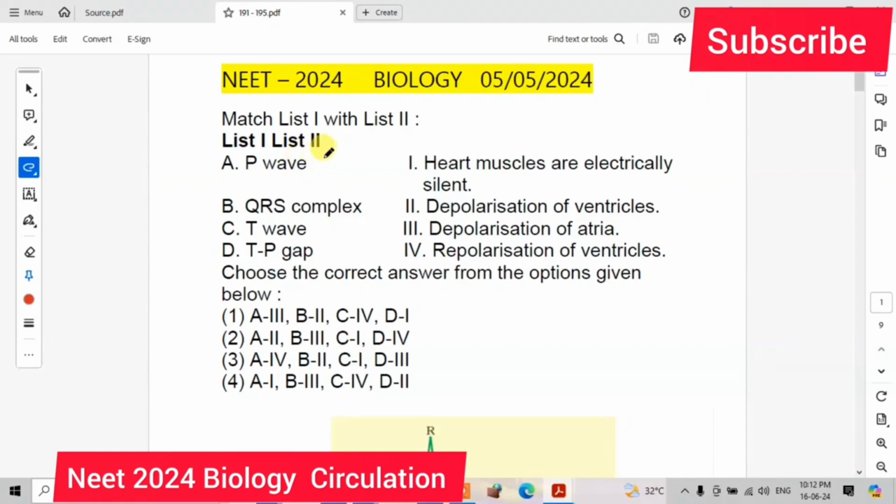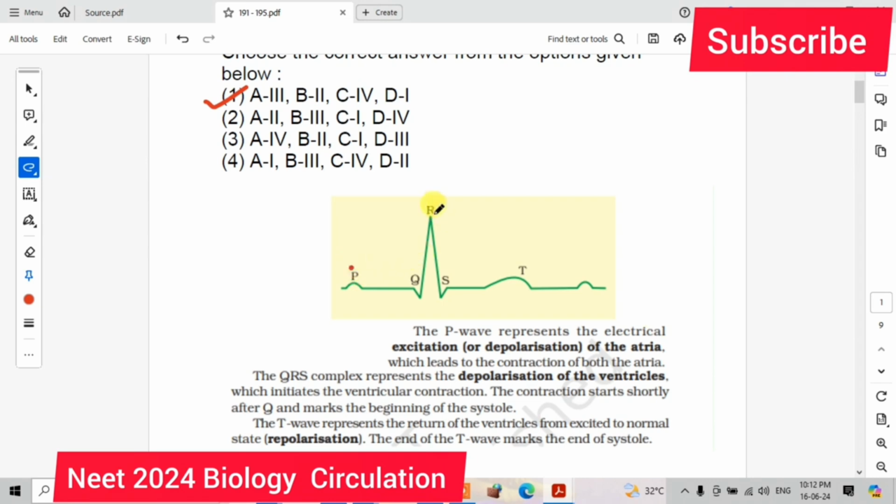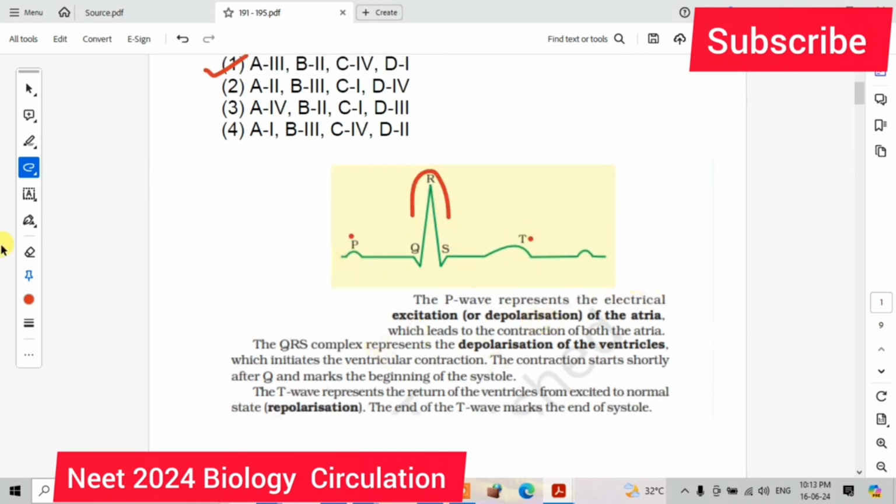P wave, it is depolarization of atria, it is 3. QRS complex is depolarization of ventricles, it is 2. T wave is repolarization of ventricles, it is 4. Next, TP gap is 1. Heart muscles are electrically silent, it is 1. So the sequence is 3, 2, 4, 1. Option 1 is the answer. You can see the NCERT diagrams here: P wave, QRS wave, T wave, and depolarizations, etc. This chapter is from circulation.